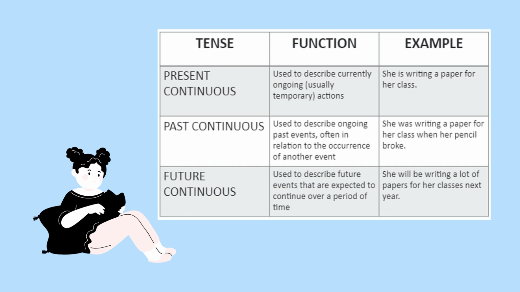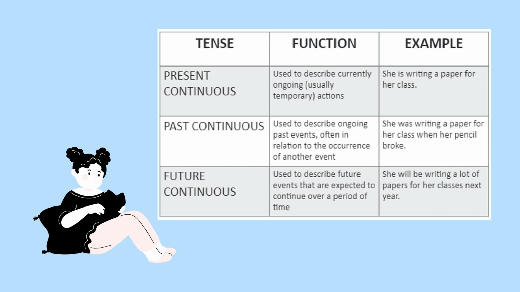For example, she was writing a paper for her class when her pencil broke. Here, she is a singular subject, so we have used was writing after it, and a paper is the object.